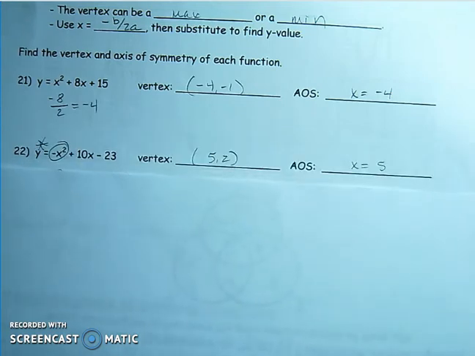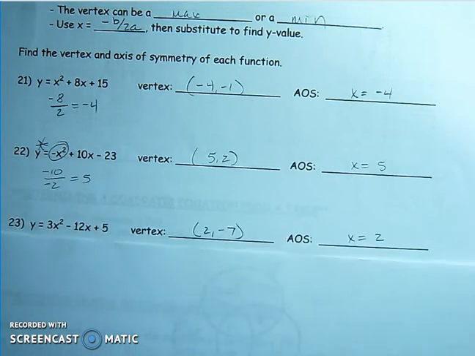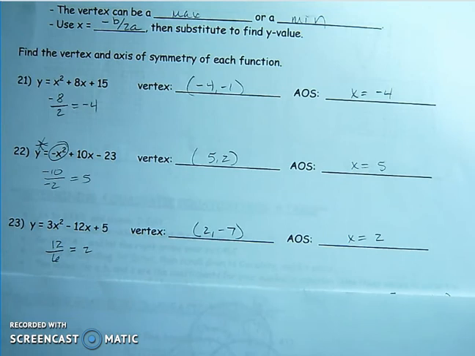In 22, we have 5, 2, so be careful because the a is negative. And then x equals 5 is our axis of symmetry. This makes this a maximum of 2 at x equals 5. And then last but not least, number 23, the vertex is at 2, negative 7, making the axis of symmetry x equals 2. If you have any questions on 21, 22, or 23, now's the time to ask Ms. Lewis.